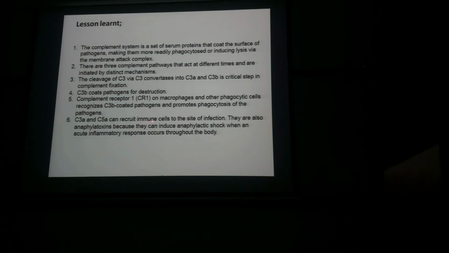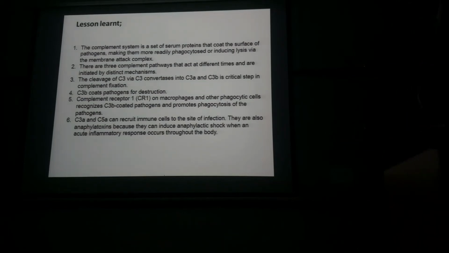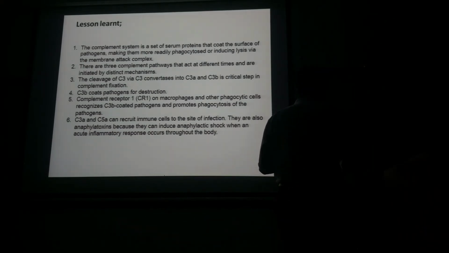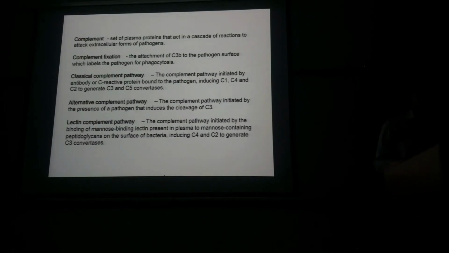C3a and C5a can recruit immune cells to the site of infection. Okay, and somebody who is doing recruitment is going to attract these cells somehow by some mechanism. And we also have discussed these mechanisms during our discussions on these chapters. They are also anaphylatoxins because they can induce anaphylactic shock when an acute inflammatory response occurs throughout the body. Okay, anaphylaxis are hypersensitivity reactions that these complements can cause sometimes inside the body.